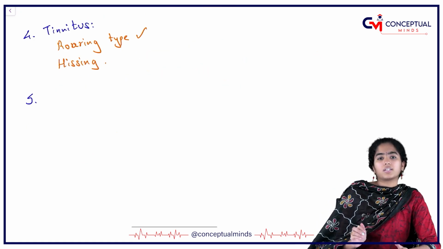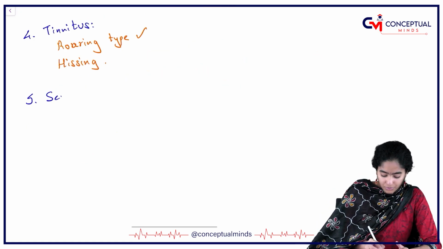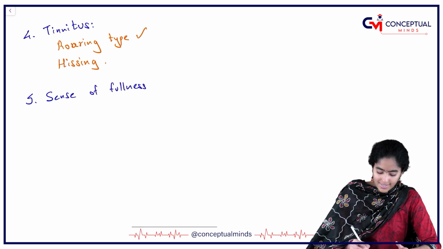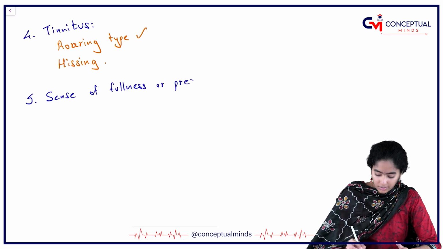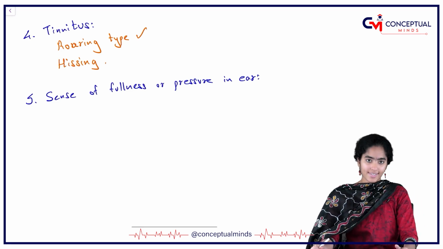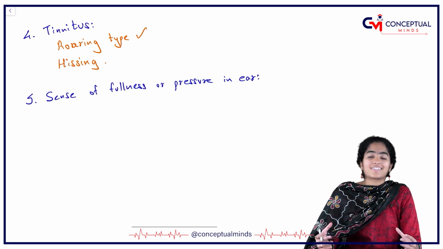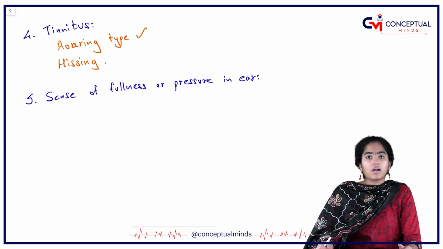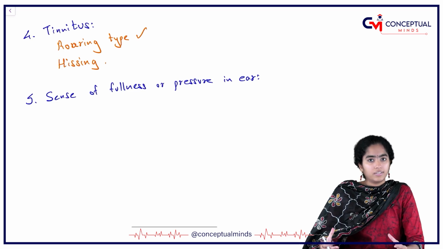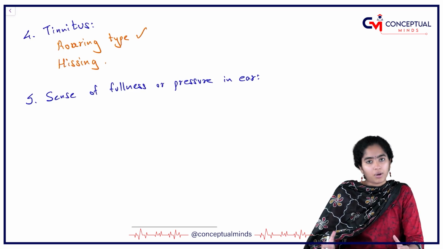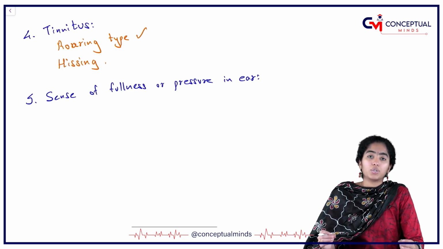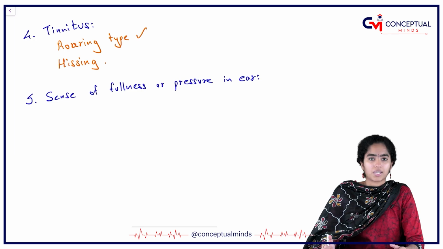The last and final clinical feature is a sense of fullness in the ear. Sense of fullness or pressure in the ear. Why do patients experience this? Because there is distension of the endolymphatic sac, and that gives the sense of fullness. Fullness in the inner ear, which the patient cannot do anything about. And this symptom is also fluctuant.